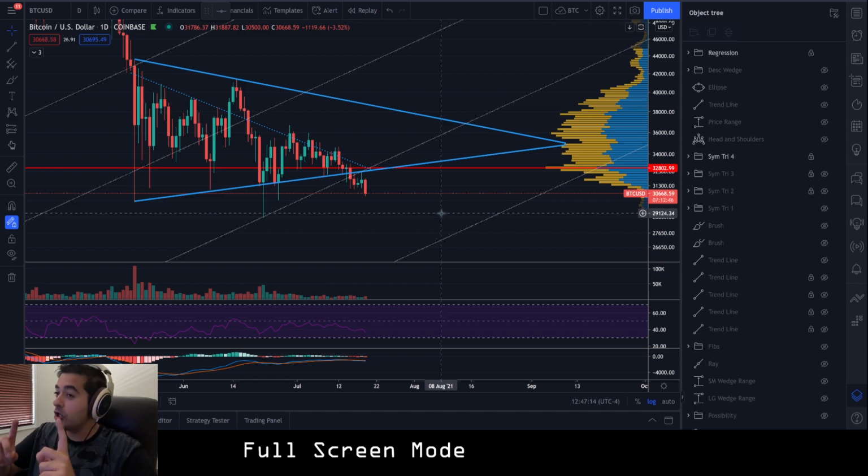That descending wedge could be the hidden bullish pattern. So we really want to keep an eye on that descending wedge over the next month. If it continues to play out, then I think we're going to have a huge breakout as we reach the end of it. So keep that in mind.